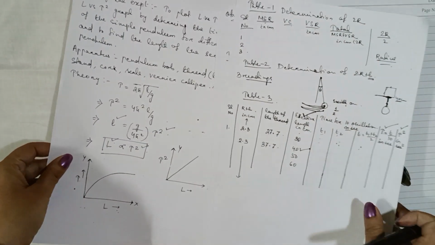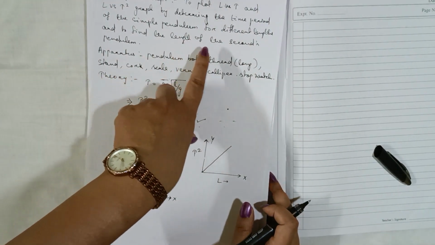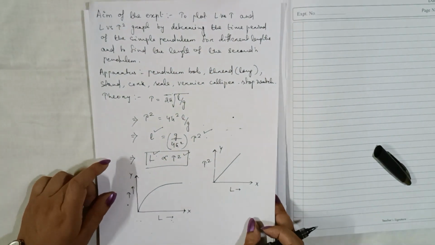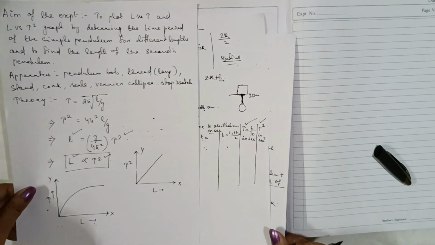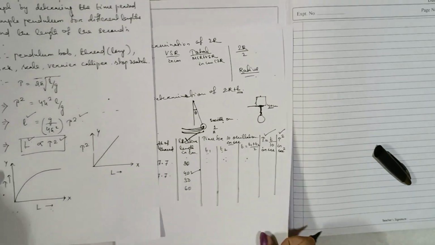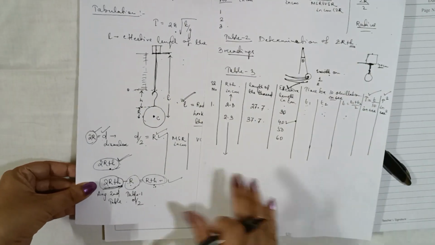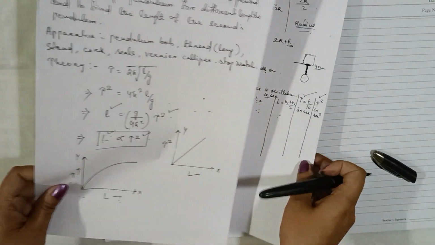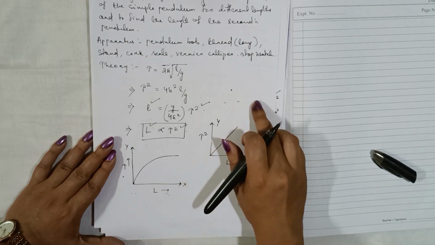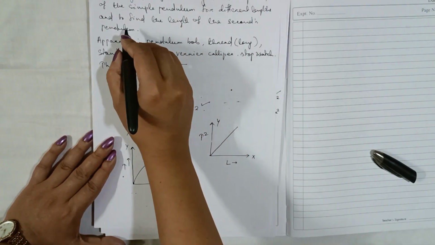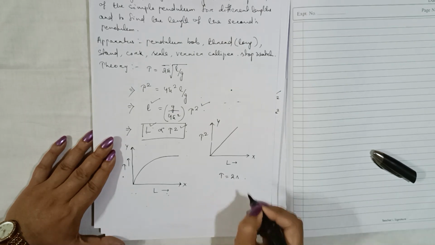Yes, another thing I forgot: you need to find the length of the second pendulum. How to find the length of the second pendulum? The length of the second pendulum can be calculated from the graph. You see, if we have the L versus T square graph, it's a straight line. So what is the time period of a second pendulum? T is equal to 2 seconds.